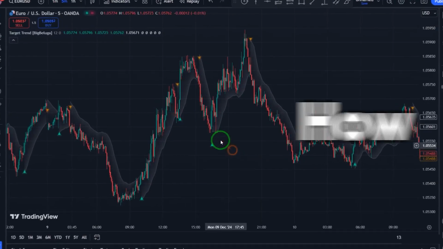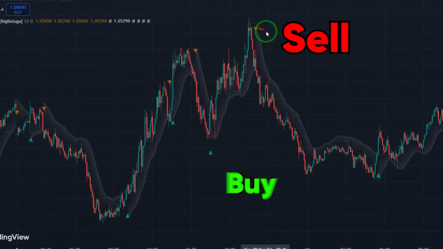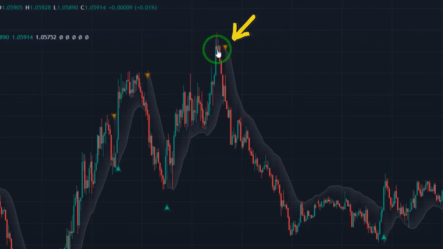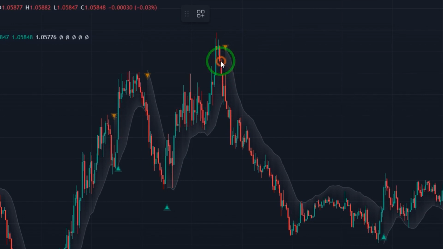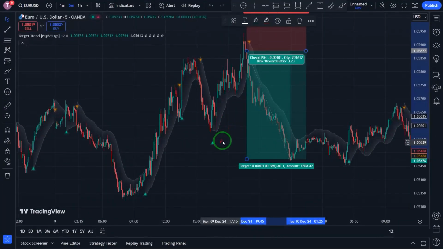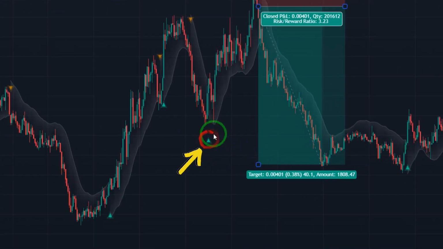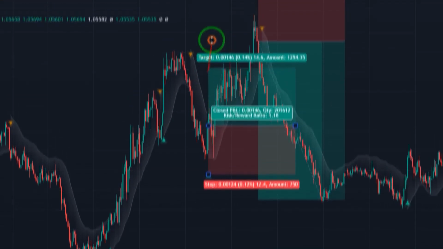Now we need to know how to use it. This indicator gives us buy and sell signals. In places where you see orange signals, you can enter a sell trade and make a profit. And in places where you see blue or green signals, you can enter buy trades and achieve good profits.